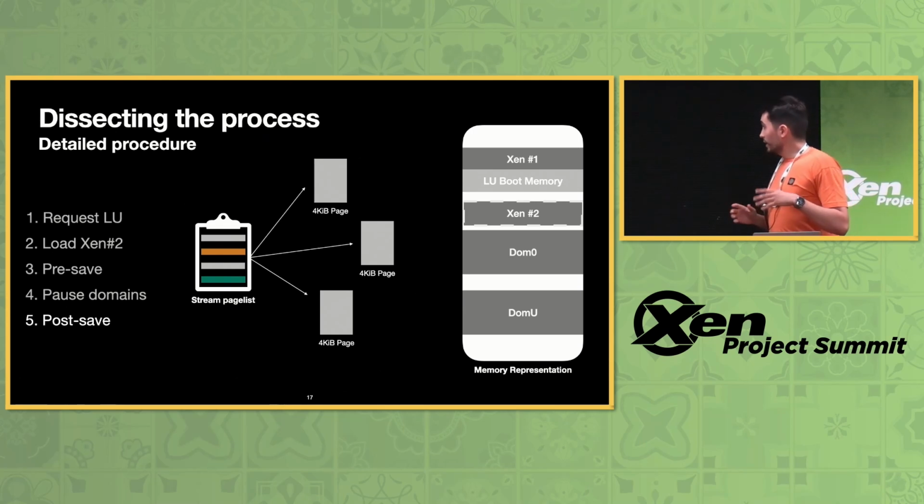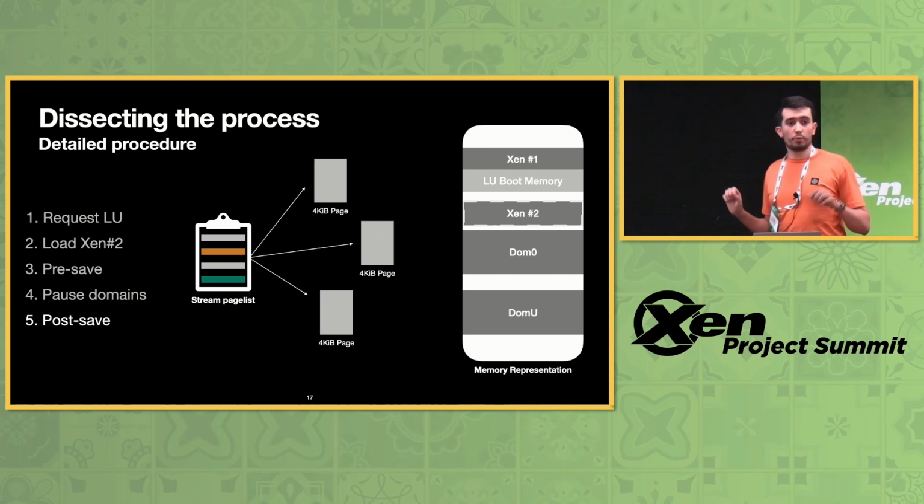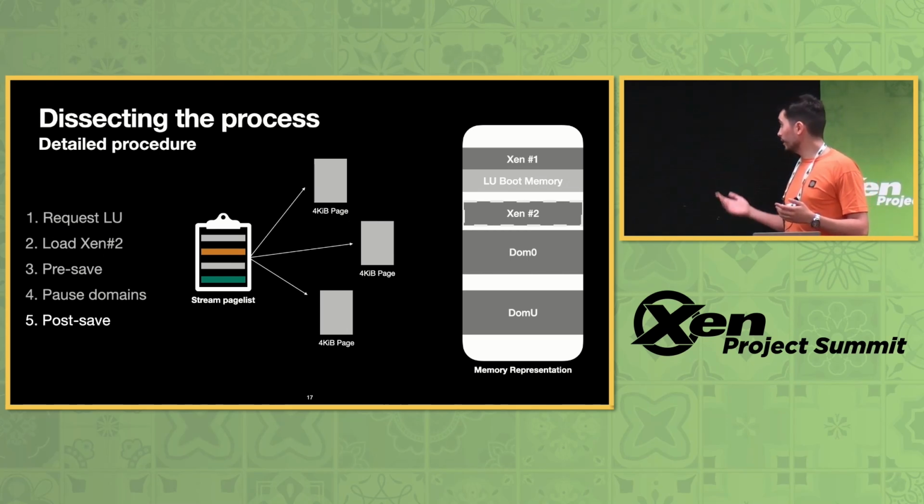So regarding the way we save that, it is just some simple page that we would allocate somewhere in memory. And the key thing is that we have to keep track of all those pages that contain the Xen 1 state and the domain, the guest domain states. And so we store that into what we call the stream page list. It is basically a list of pages that makes up the stream. And this is the key thing we have to transfer to Xen 2.